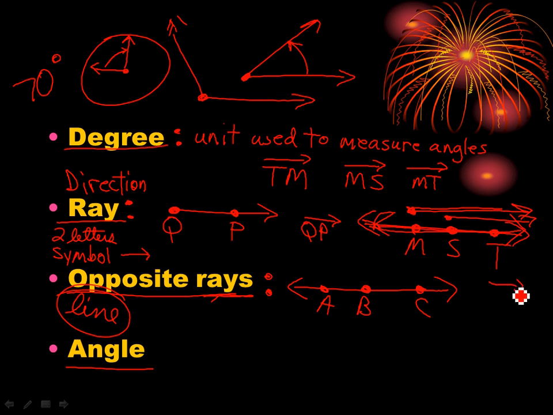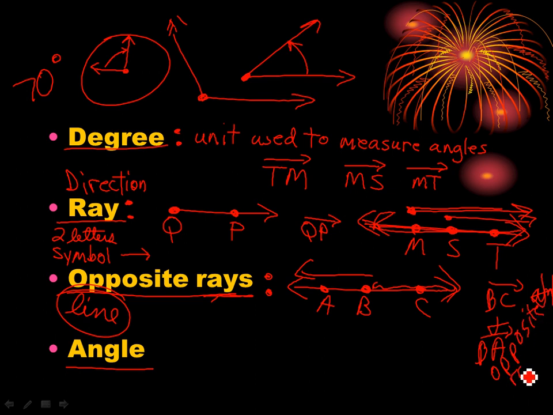AC. Give me a different one. BC. BC and what other ray are opposite rays? Look at BC. It goes out this way. Ray BA would be the other one. So ray BC and ray BA are opposite. Sorry that's so sloppy, I got too close to the side of the board. They're opposite rays to each other.